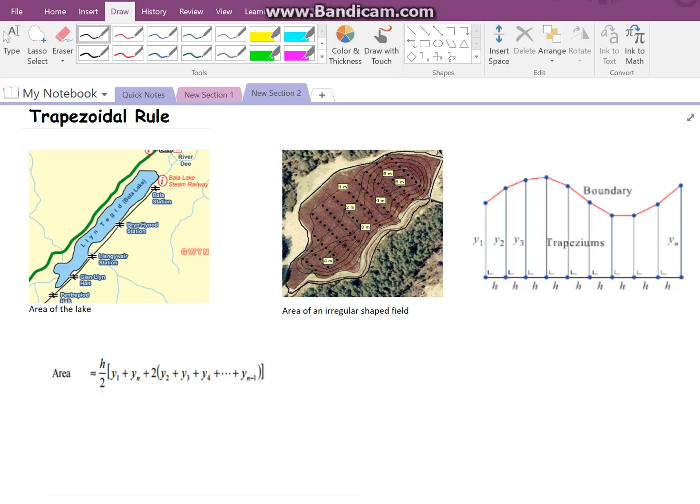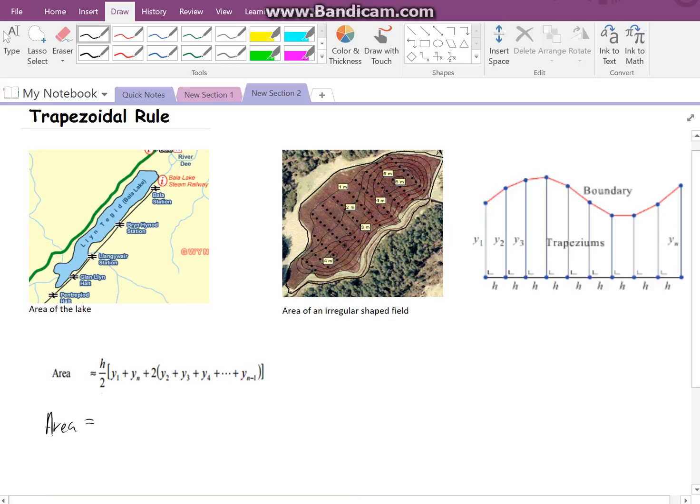So the area is equal to h over 2 times y1 plus yn plus 2 times y2 plus y3 plus y4 plus whatever else is there, plus yn minus 1. So it is quite difficult, but when we break it down, and if you learn it as we break it down, you will understand it an awful lot more. So our area is equal to h over 2.